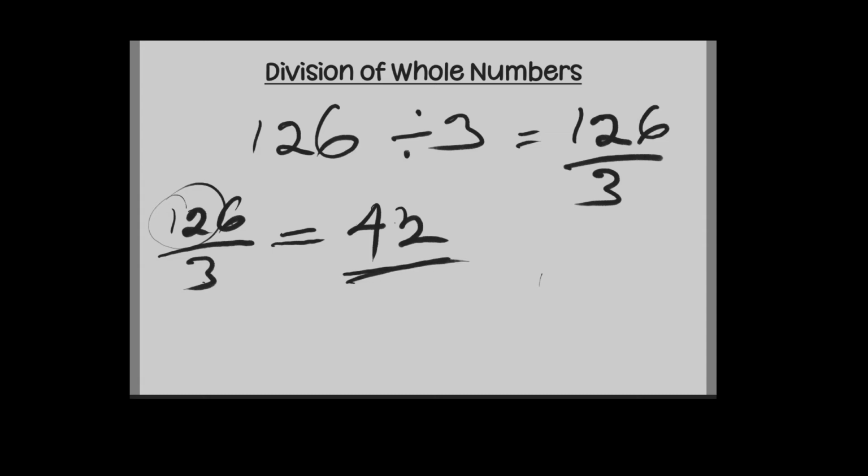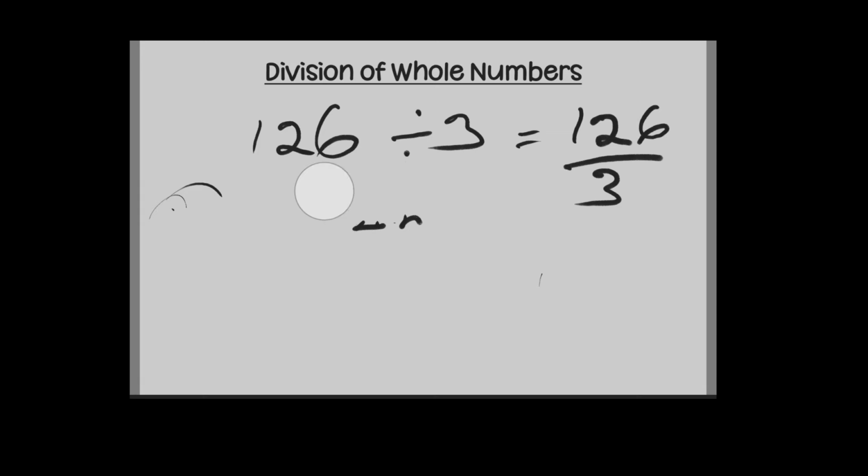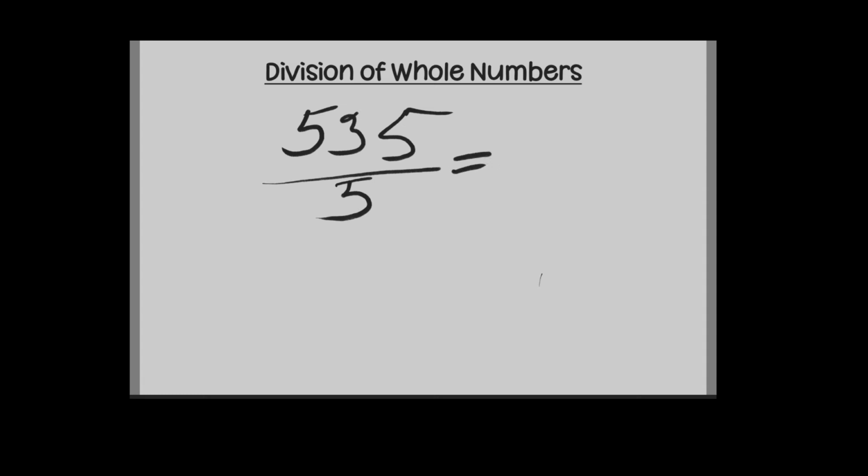Okay. But what if you're given a different number? So we're doing simple examples right now. We're doing examples that will give you whole numbers, because we're working on whole numbers. So let's clear this off. What if you are given, assuming you're given 535 divided by 5. Okay, 535 divided by 5. How do you solve that?